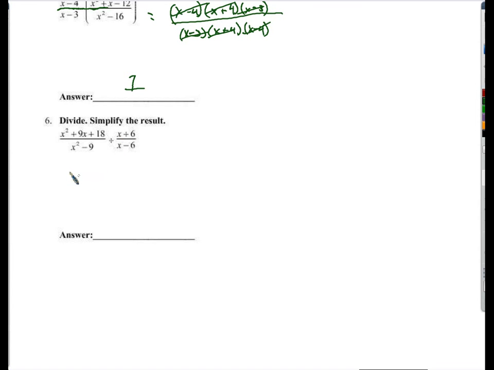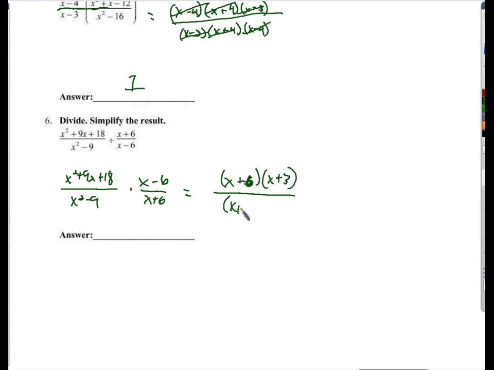Whenever I'm dividing, I'll multiply by the reciprocal first. So reciprocal. Then we'll factor. So you get x plus 6 times x plus 3 over x plus 3 times x minus 3 times x minus 6 over x plus 6. And really what we have here is just this big fraction. So we have these cancel and these cancel. We're left with x minus 6 over x minus 3.